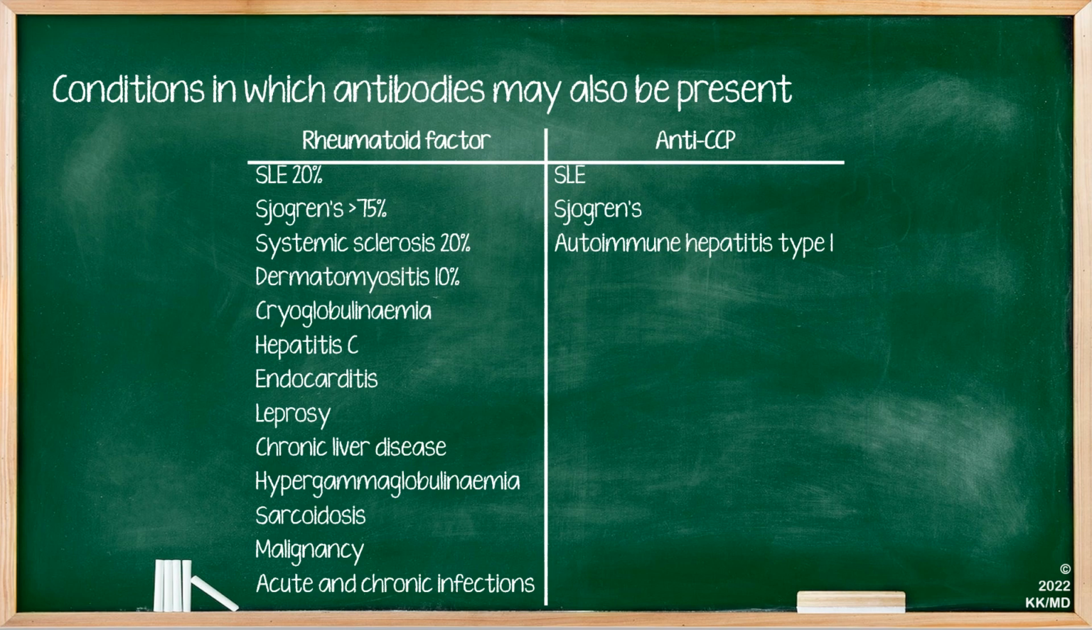Anti-CCP antibodies, on the other hand, do tend to be present in people with rheumatoid arthritis, but are occasionally seen in people with lupus, Sjögren's, as well as a specific form of hepatitis, type 1 of the autoimmune type.